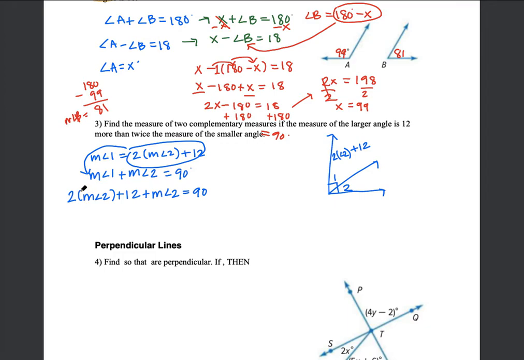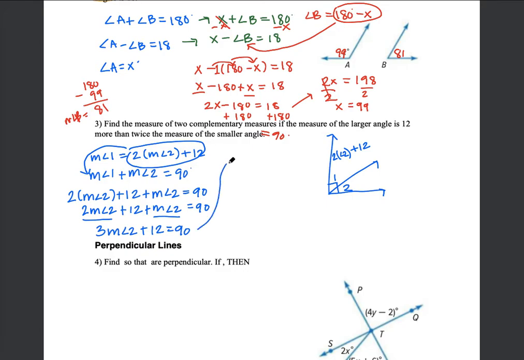I'm just solving for x. So 2 times the measure of angle 2 is 2 times the measure of angle 2, plus 12, plus the measure of angle 2 is equal to 90. I'm going to combine like terms, where I have 2 times the measure of angle 2 and 1 times the measure of angle 2. If I combine them, I can do 3 times the measure of angle 2 plus 12 is equal to 90. I'm just solving for the measure of angle 2. That's what I'm trying to find.